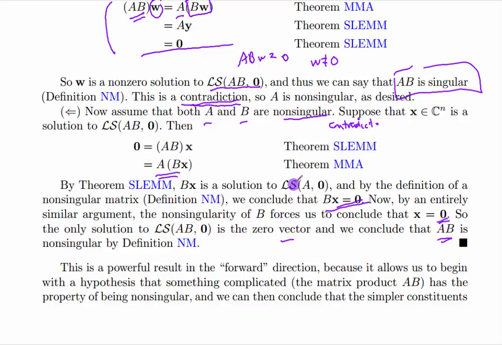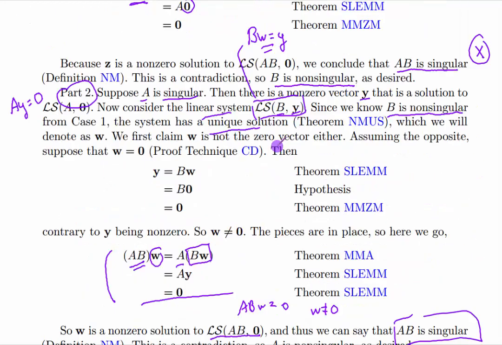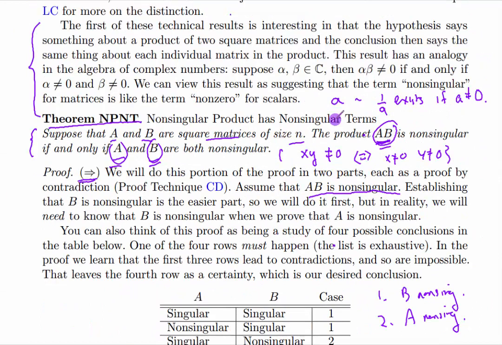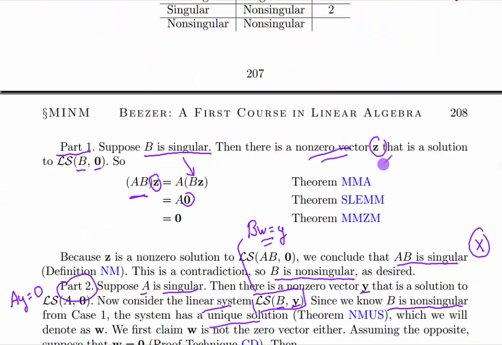All right, so even if you didn't follow all the ins and outs of that proof, the final result is the analogy of this arithmetic statement: if the product of two numbers is not 0, then both numbers are not 0, and vice versa. With matrices, if the product of two matrices is non-singular, then both matrices are non-singular, and vice versa. Okay, so just remember that.